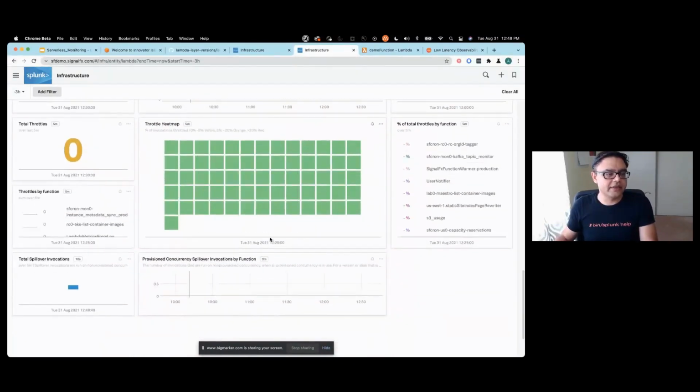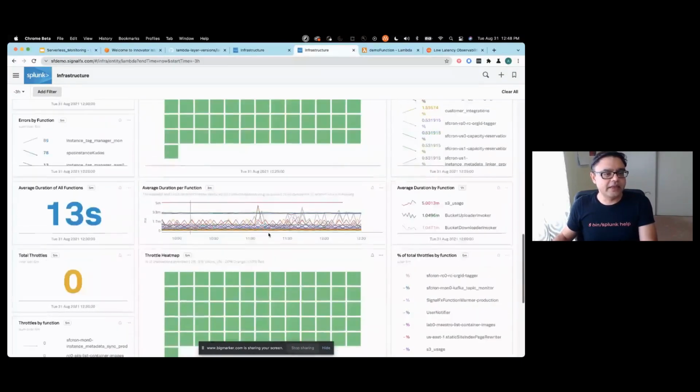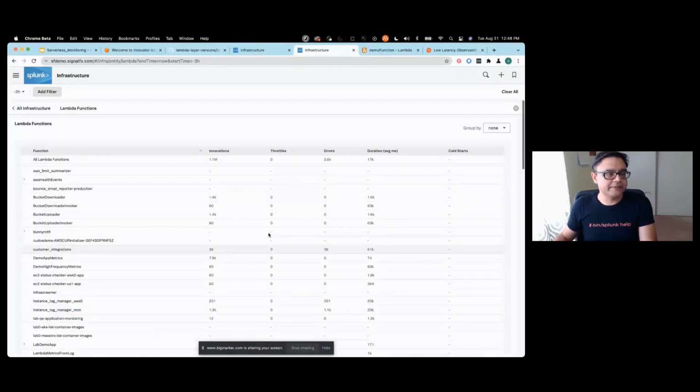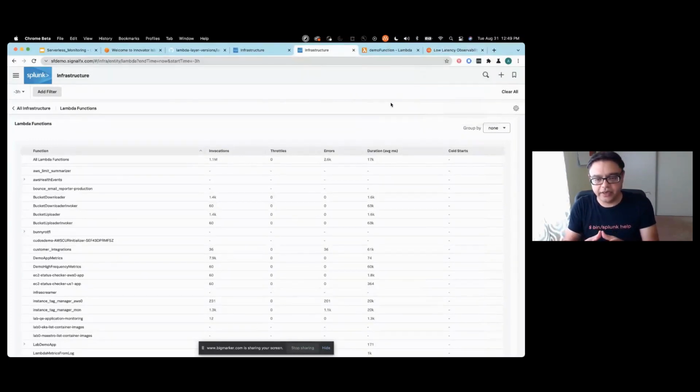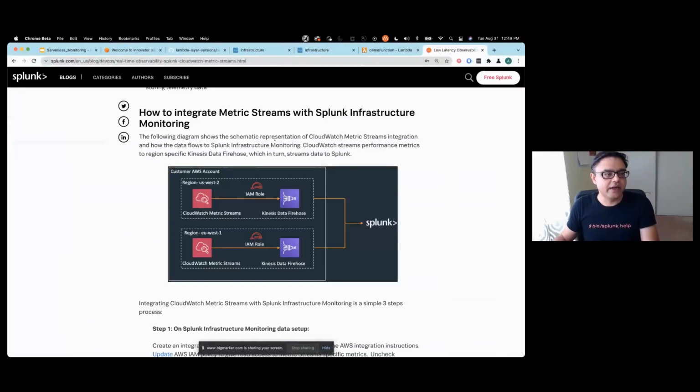Throttle again is looking at the cold starts and how many requests are being throttled, and concurrency and provision concurrency. So we talked about this, this is all data that we are getting from Lambda extensions. There are other data like provision concurrency we are getting from MetricStream.